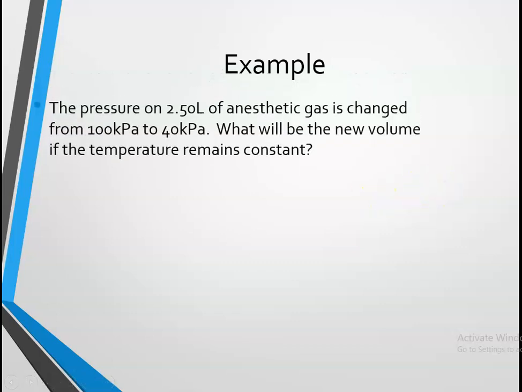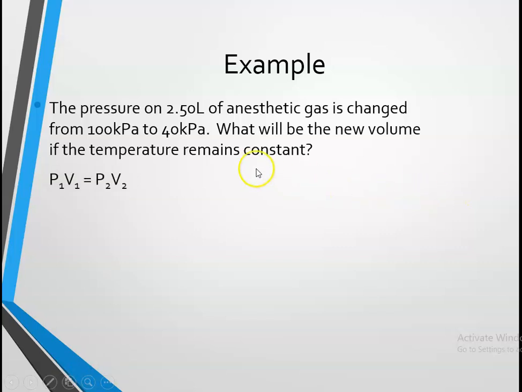It says the pressure of 2.5 liters of an anesthetic gas, so that's usually something to put you to sleep, is changed from 100 to 40 kilopascals. What will be the new volume if the temperature remains constant? Now this one does mention temperature. It says it's constant, so constant means don't worry about it. It's not a factor in this problem. If it doesn't mention a variable, then we assume it's held constant there.